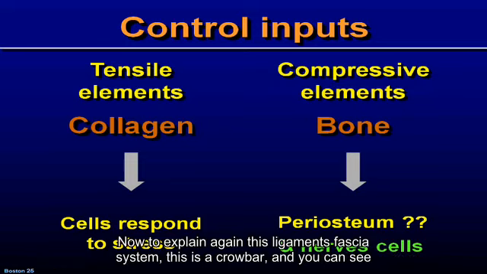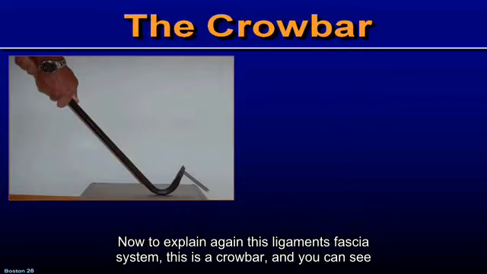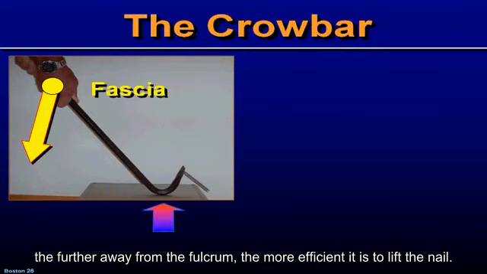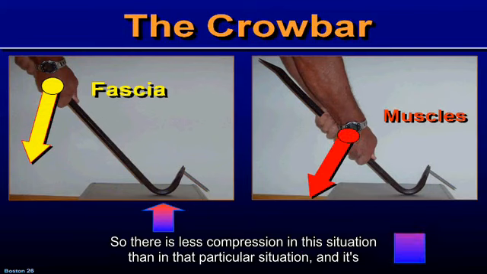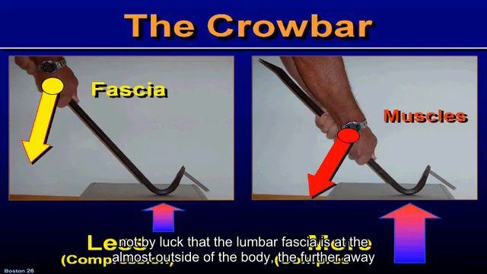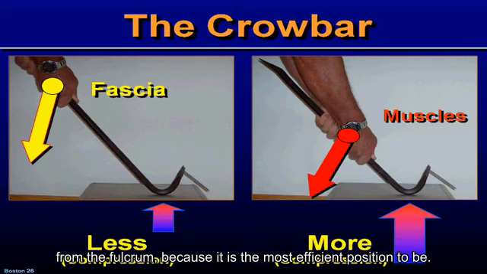Now, to explain again this ligament fascia system, this is a crowbar, and you can see the further away from the fulcrum, the more efficient it is to lift the nail. So there is less compression in this situation than in that particular situation. And it's not by luck that the lumbodorsal fascia is almost at the outside of the body, the furthest away from the fulcrum, because it is the most efficient position to be.